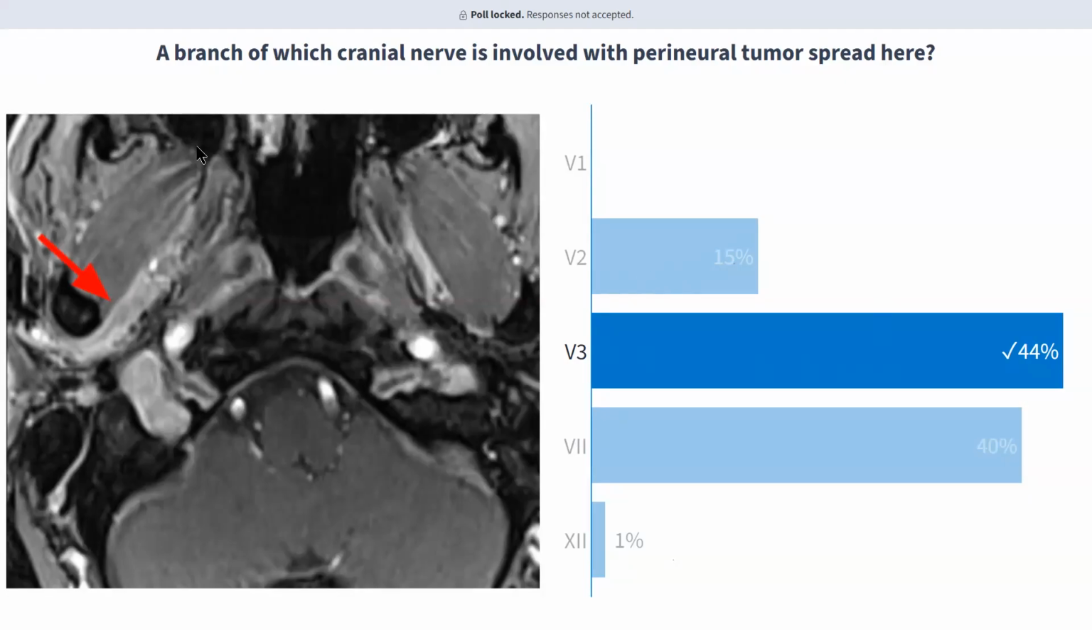V2 would be at a more superior level, such as in the pterygopalatine fossa and orbital nerve canal going anteriorly. So that would not be the correct axial level to demonstrate V2. Sorry, yeah, V2.